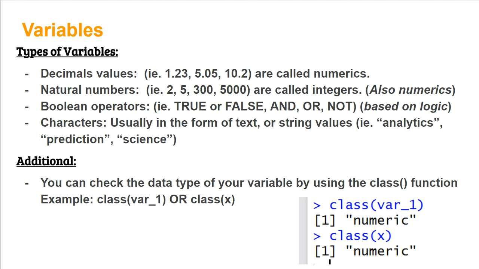Examples include words enclosed in quotes like analytics, prediction, science, and so on. Additionally, you can check the data type of your variable by using the class function. Here is an example based on the previous variable assignment. So if you type class var1, you will get an output that says numeric.